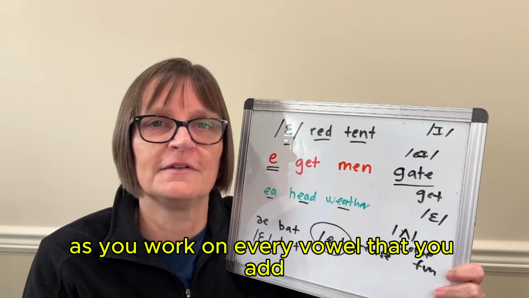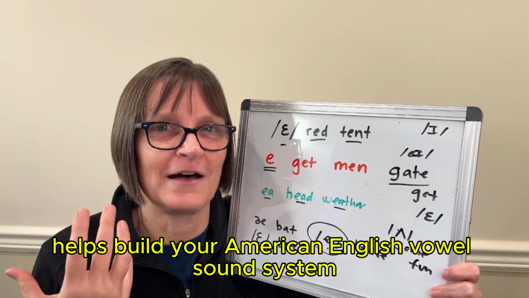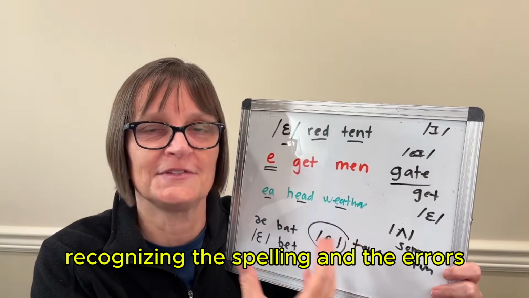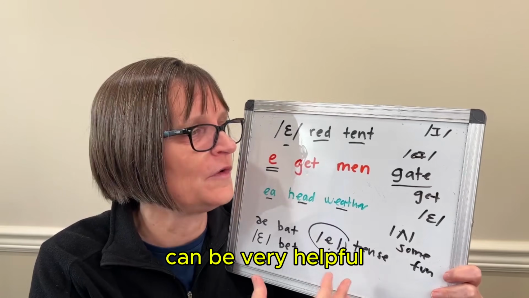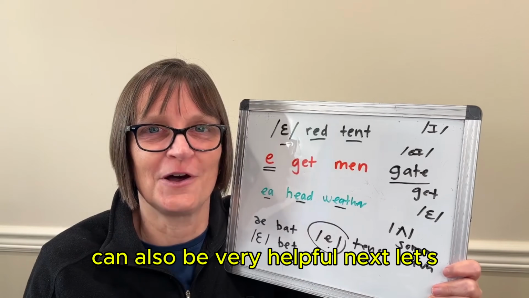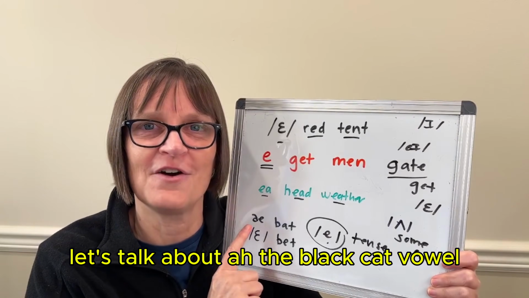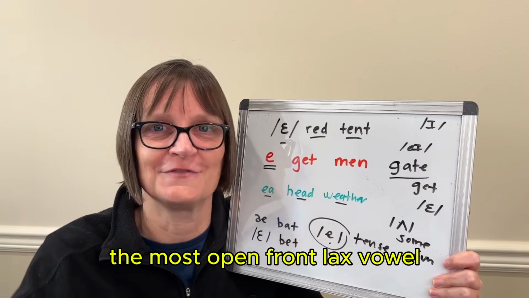As you work on every vowel, that you add helps build your American English vowel sound system. Recognizing the spelling and the errors can be very helpful, and practicing this in context with the other vowels can also be very helpful. Next, let's talk about the black cat vowel, the most open front lax vowel.